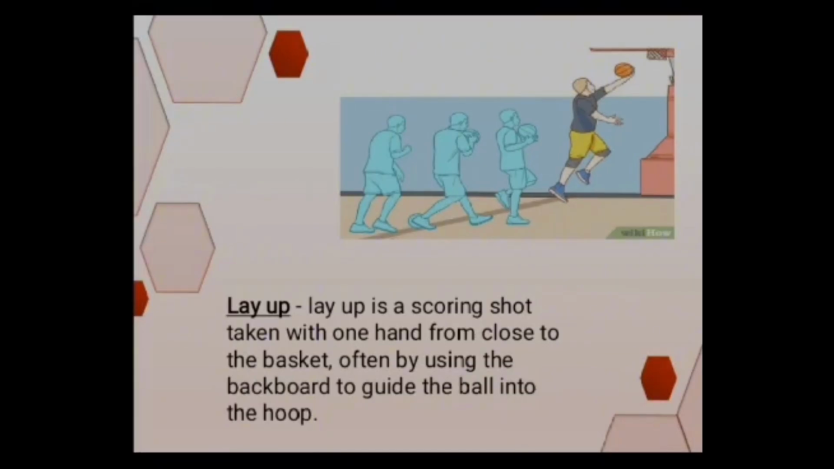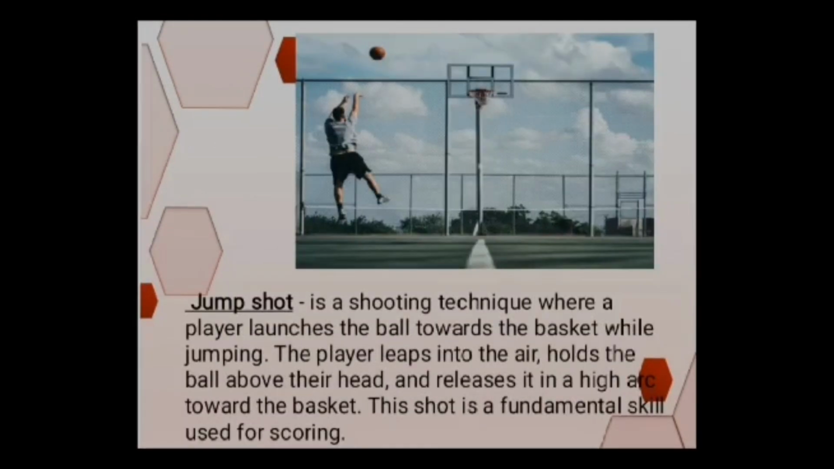Well, layup, based on my search, you need to take 12 steps before you reach the ring, then you lift the ball upward and bank it on the backboard so it is shot into the ring. Next is jump shot.